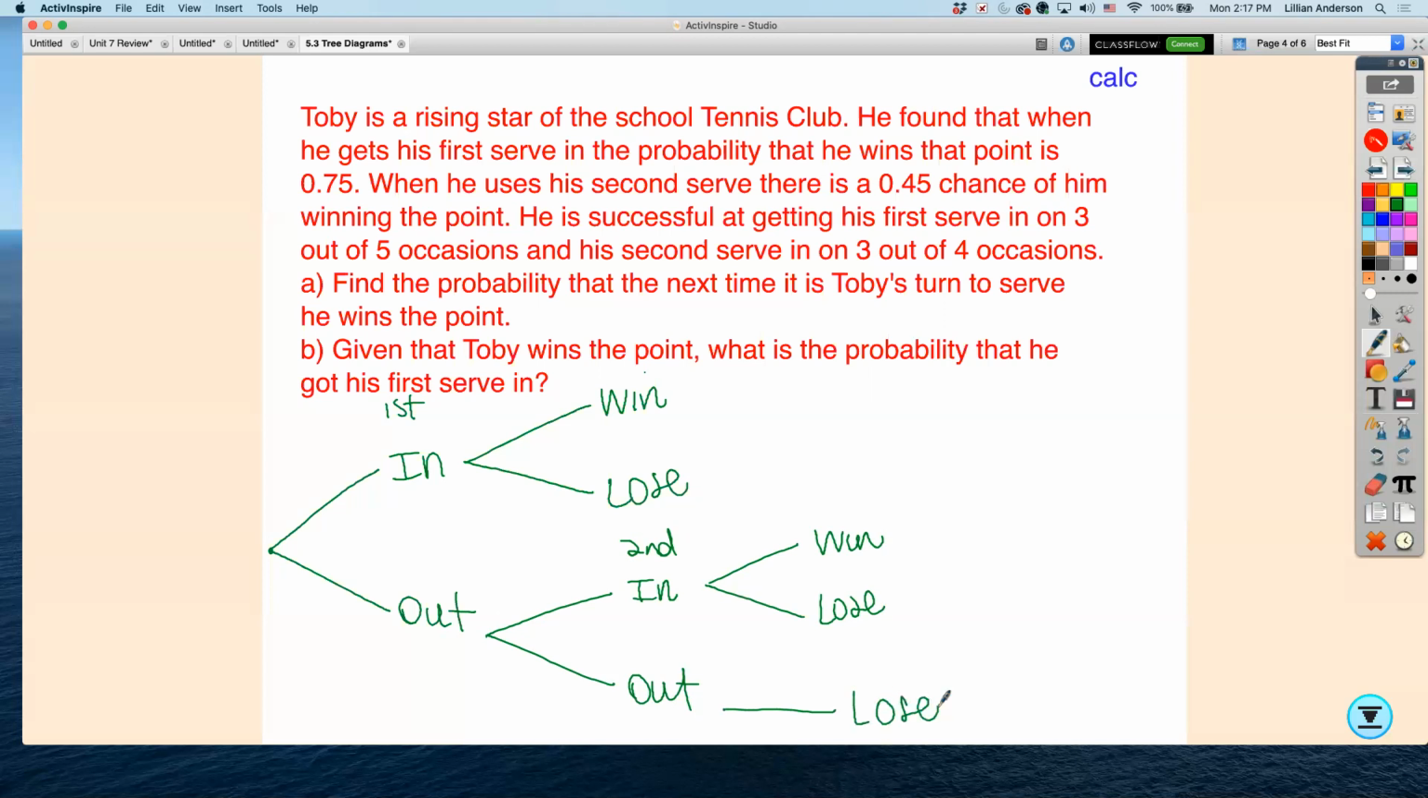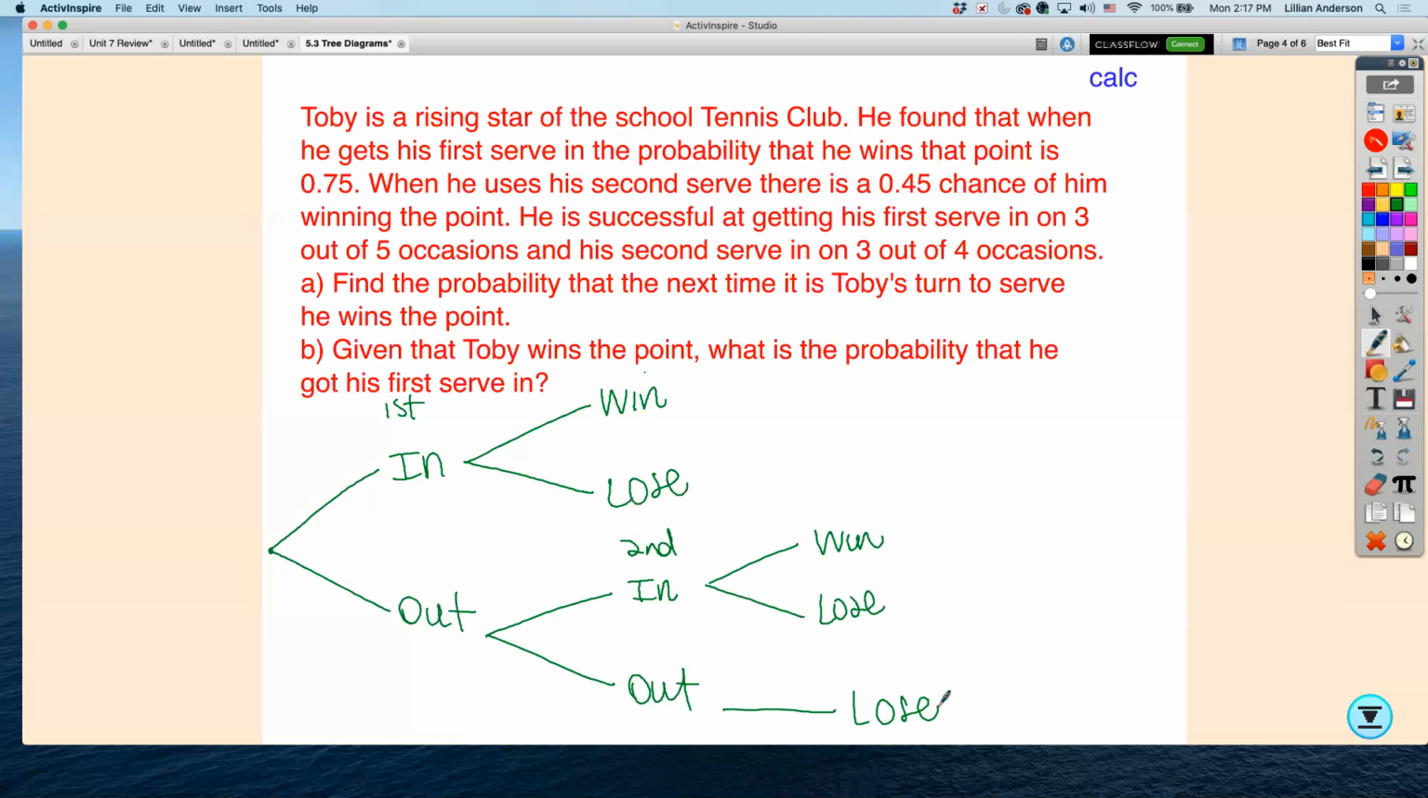Okay, so essentially in tennis, you have 2 chances to get your serve in. If you don't get it on the first time, you have a chance to get in on the second time. But if you get it out both times, you lose the point altogether. So this is like the template for the tree diagram. Now let's fill in our probabilities.